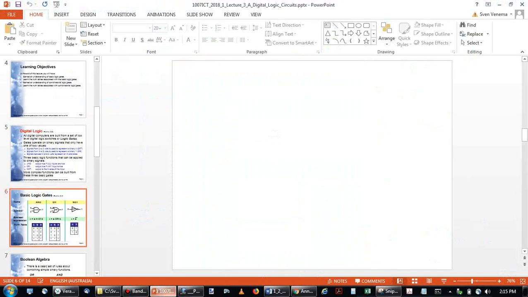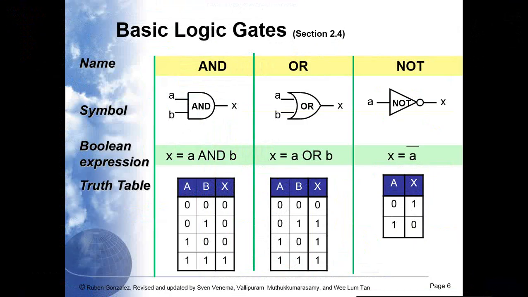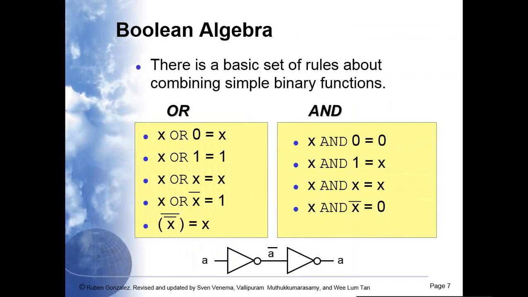Those are the basic 3 logic gates: AND, OR, NOT. The next couple we'll see are variations on these. And then there's one special one called XOR.